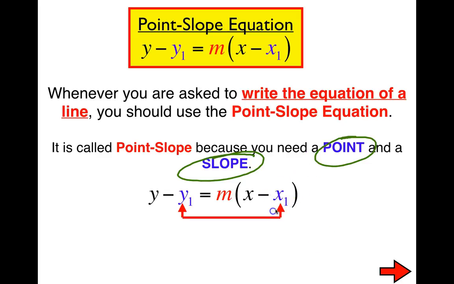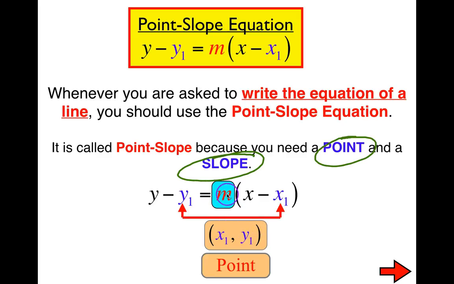So what's going to happen is you're going to go ahead and replace y sub 1 and x sub 1 with your point, which we know is written as (x, y), which is called the point. And then the other thing that you're going to replace is m, which is your slope.